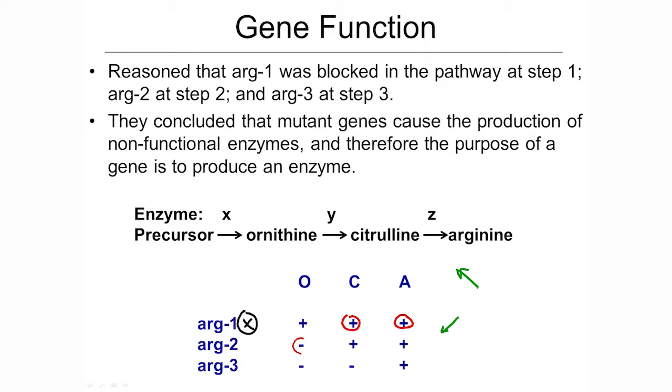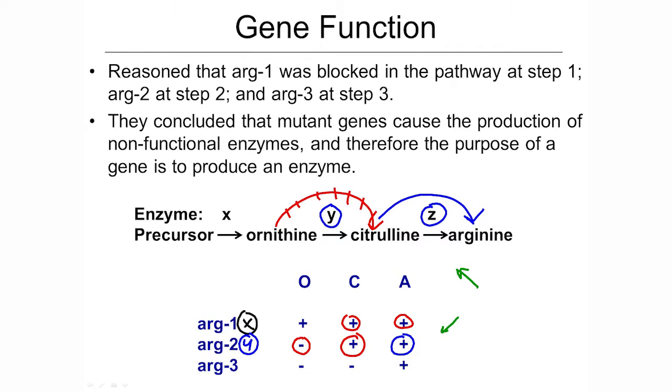Arg-2, if you give it ornithine, it's not working, right? That strongly implies that this is the problem right here. Because if you give it citrulline, it grows, right? Which means this step is okay, so enzyme Z is all right. And arginine, we don't have to keep saying it. It implies that there's a problem with the enzyme Y in this one, in Arg-2.